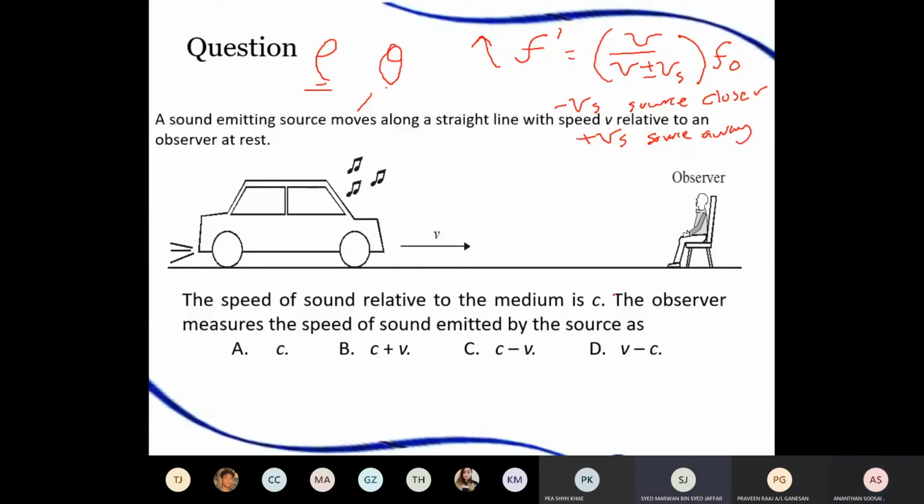And when it reaches you, the speed of sound emitted by the source will still be C. The speed of sound is not affected by the speed of the source.